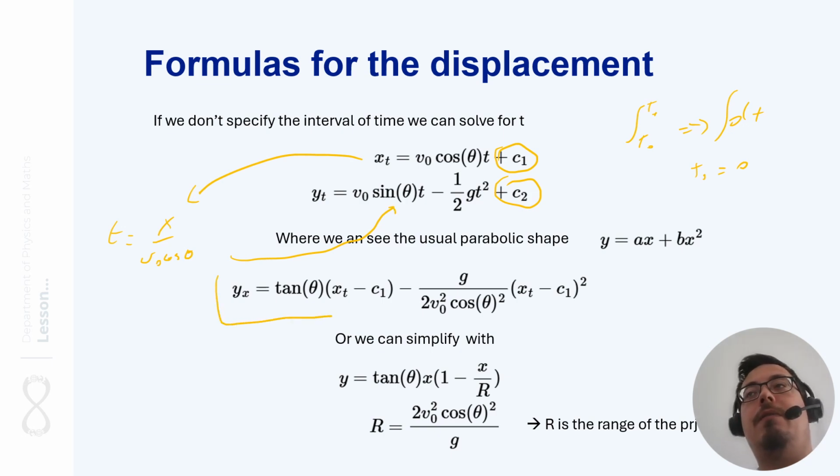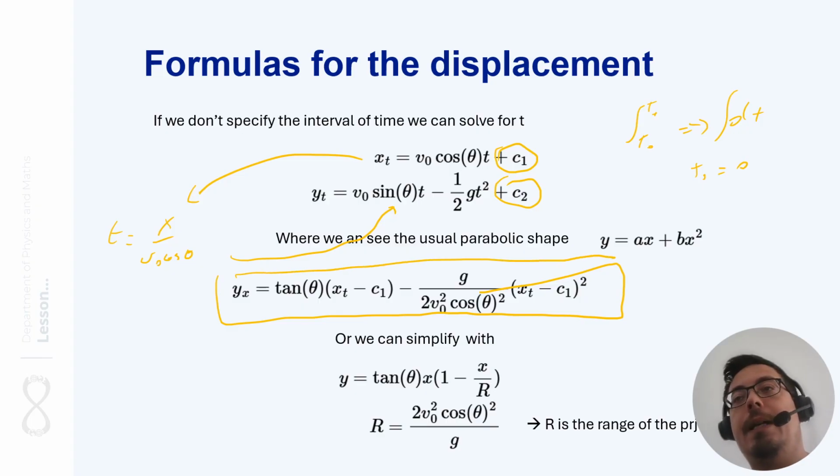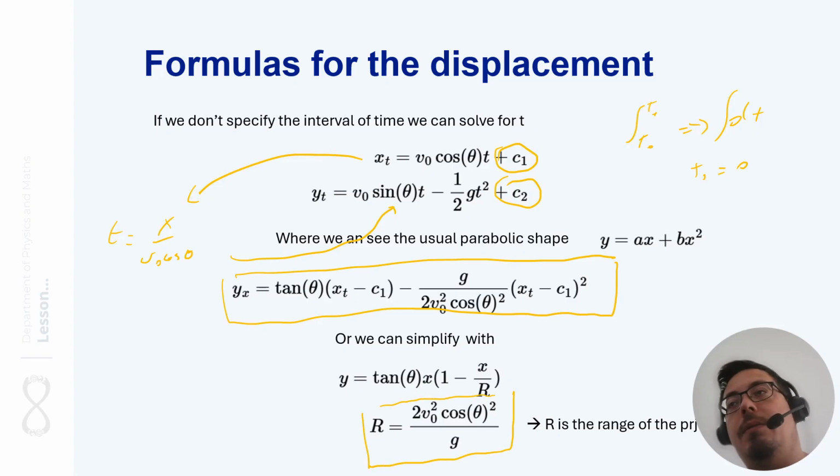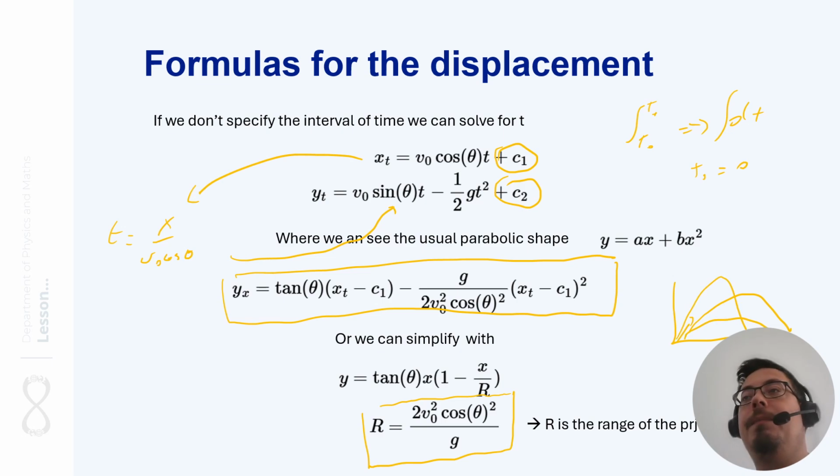And then we have this formula down here, which is again a parabola. We know that it's a parabola, but we can simplify this equation by simplifying x and exposing the factor R, which is the range of the projectile. So basically this is the range of the trajectory of our motion. That depends on theta, of course, because depending on the angle of inclination, the parabola can be higher, smaller, shallower, and so on. Okay, so I've got enough so far.